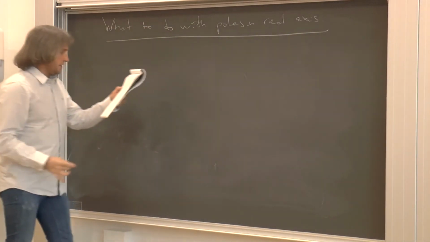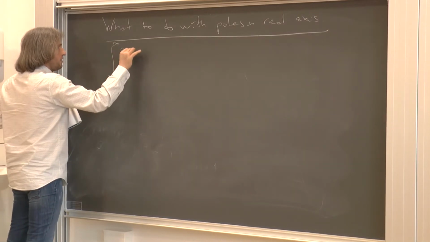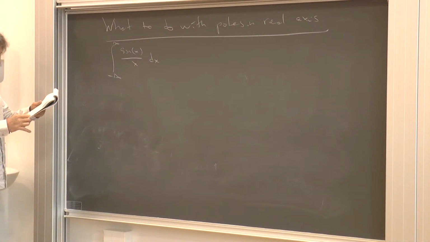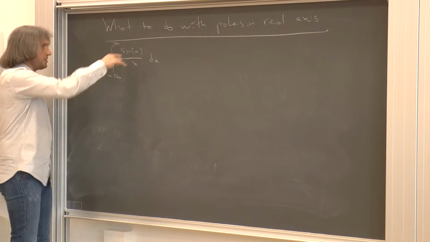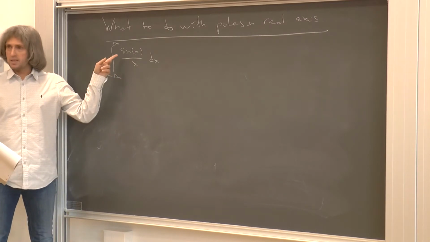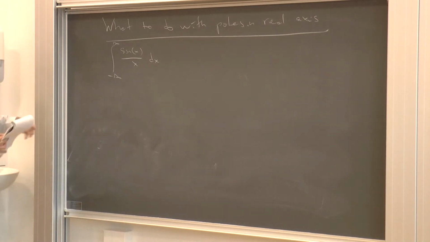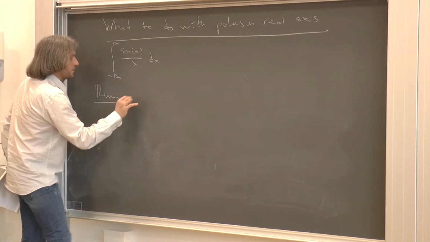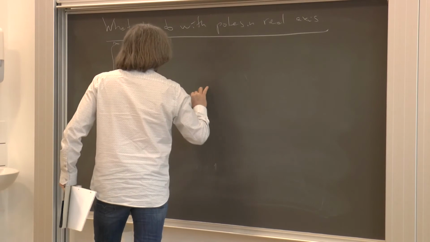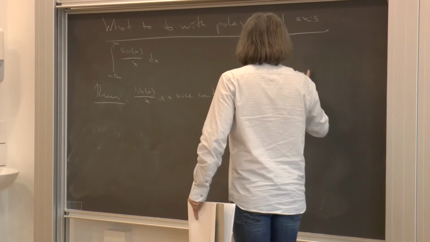So the example is like this. We want to evaluate the integral from minus infinity to infinity of sine of x over x dx. Now notice that as a real function, we know that the limit at 0 exists, right? So it's a continuous function. So, remark: sine of x over x is a nice continuous function on the whole real line.